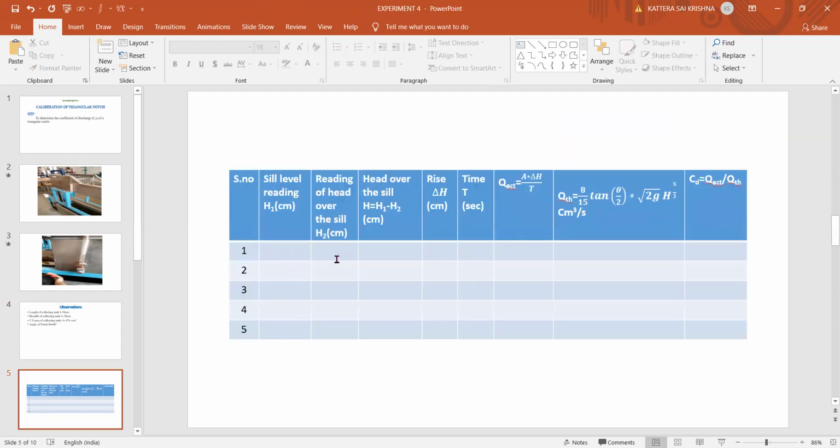H1 is constant for the 5 readings. And now after increasing the flow rate by the pump, you need to calculate this H2. Nothing but again we will use the vernier scale reading. H2 we will take here. Right.